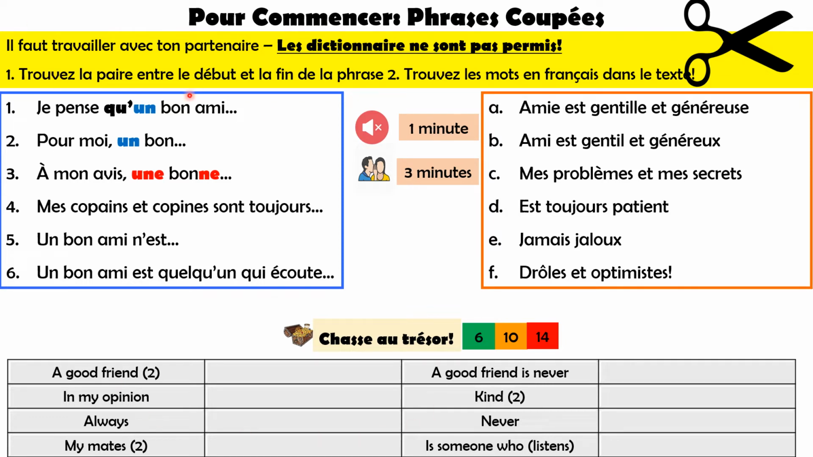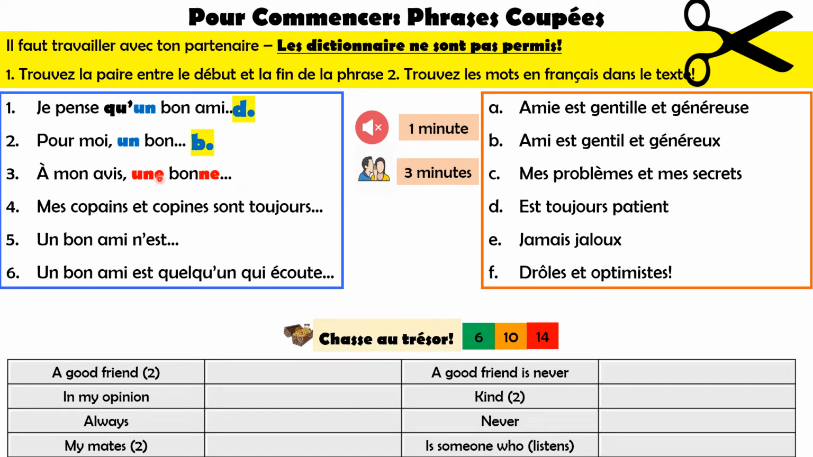On y va. Alors, right guys, let's see what we've got. Another tough starter here. Donc, je vais dire la phrase complète pour vous. Alors, numéro 1. Je pense qu'un bon ami est toujours patient. C'est masculin, un masculin. Alors, numéro 2. Pour moi, un bon, c'est masculin ici. Donc, cherchez le mot masculin ici. Voilà. Je pense que pour moi, un bon ami est gentil et généreux.